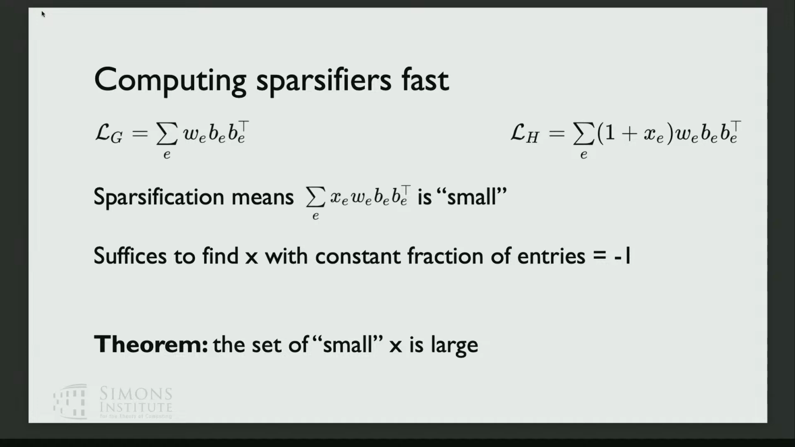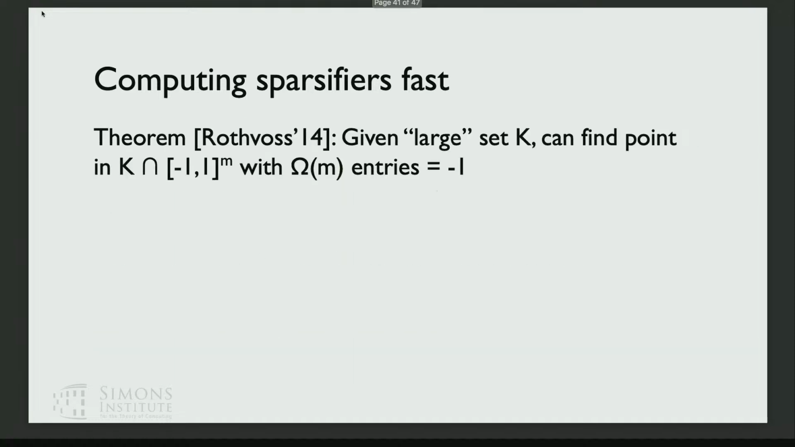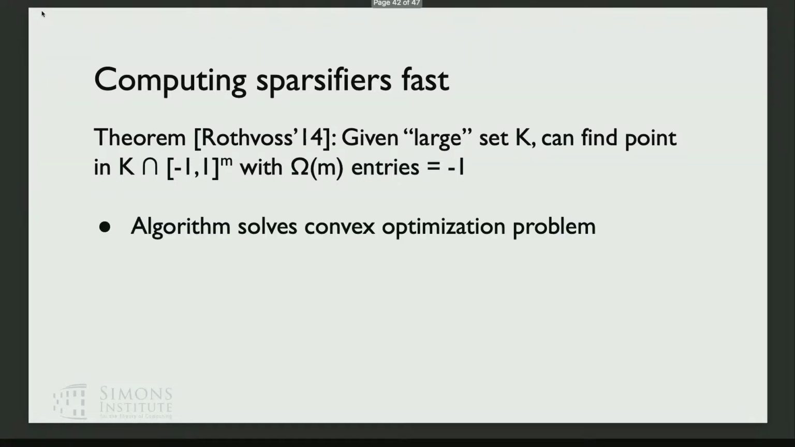And there's a theorem you can prove that the set of small x, small in the sense that the spectral norm is small, is large. Large is a technical term here. Given this, we have a nice result that says if I have a large set, I can find a point which belongs to K and the hypercube where many entries are equal to -1. So this is exactly the goal I want. The whole question now is finding this.